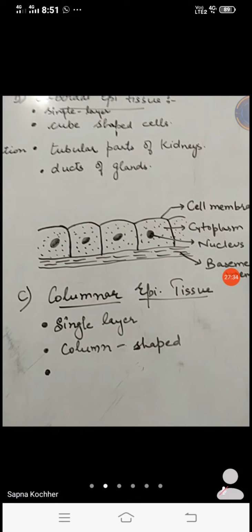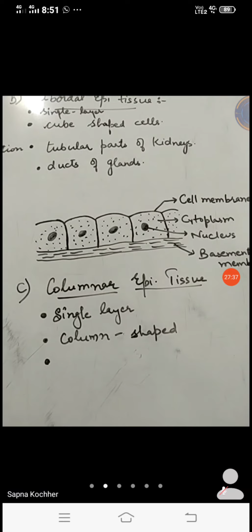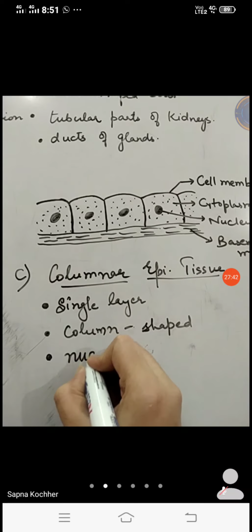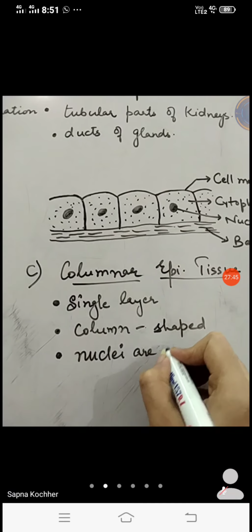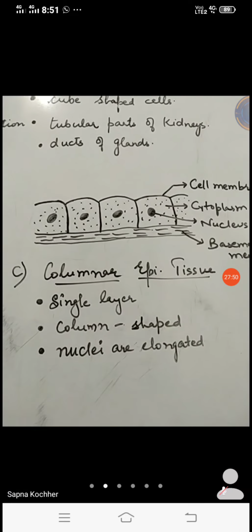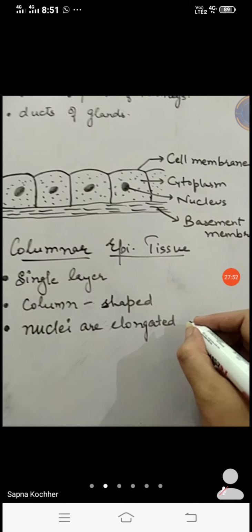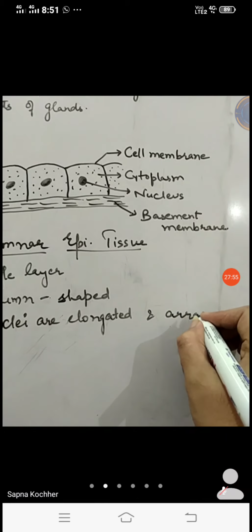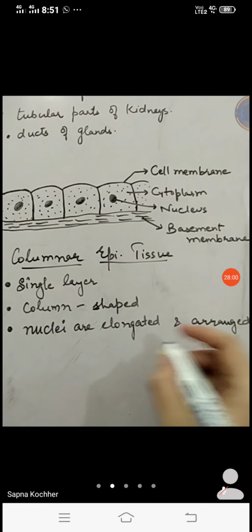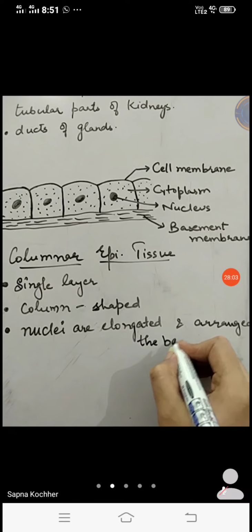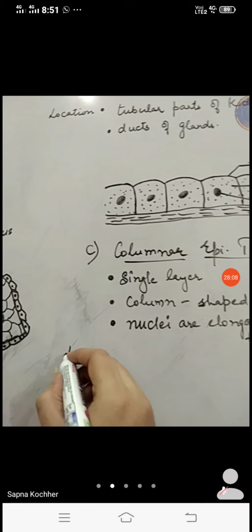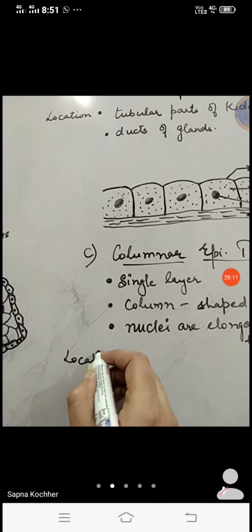We'll be drawing the diagram and you'll be clearing it more, right? Here is also the feature of the nucleus. The nuclei are also extended ones, right? Nuclei are elongated, and especially they are located near the base. Okay, so nuclei are elongated and arranged near the base. These features will be shown in the diagram, arranged near the base of the cell. Okay, so making the diagram first, then I'll be writing the location also. First you write down the location itself.